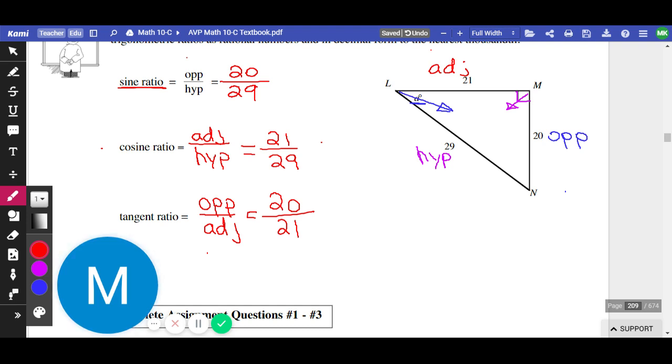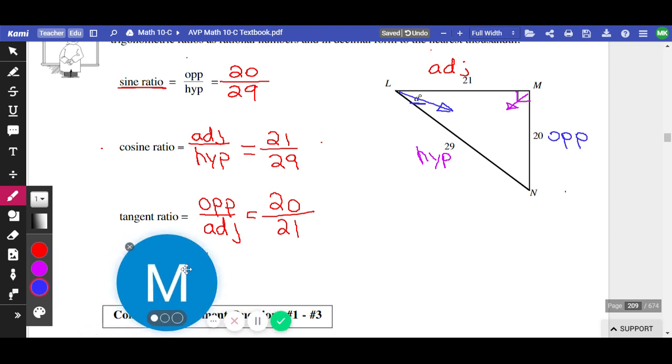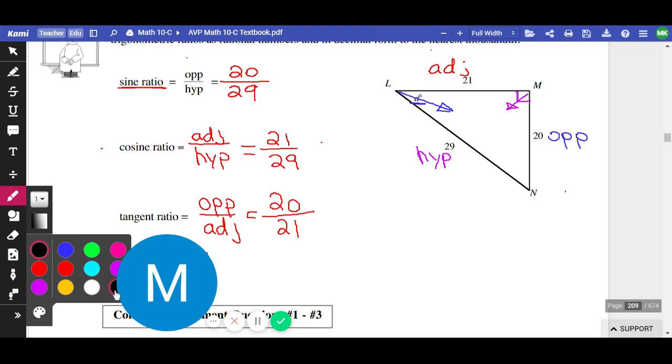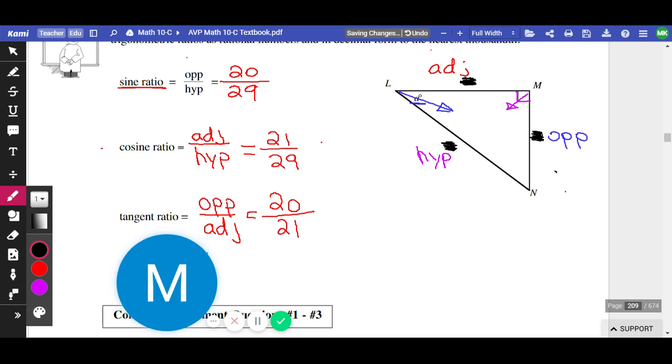Fantastic. I don't think this book does it. I don't think any of our note packages have ever done it. I've always just discussed it. You could always work your way backwards. So for instance, imagine they gave you this question, but they didn't give you numbers. And instead, they gave you the trig ratios. So they said, okay, sine equals 20 over 29.